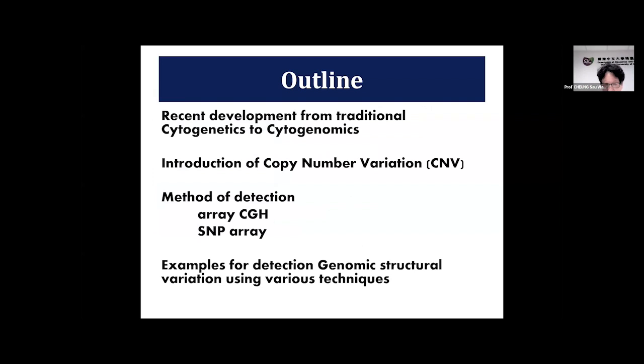I'm continuing the second lecture about the diagnostic applications of chromosomal disorders. Today's outline includes, first, the recent development from traditional cytogenetics to cytogenomics; then I will introduce copy number variation and the methods of detecting it, followed by examples of detecting genomic structural variation using various techniques.